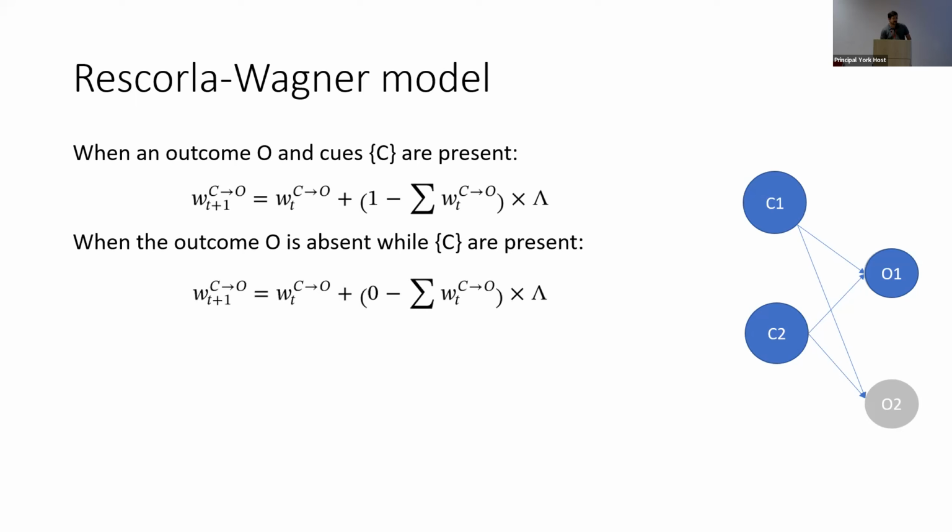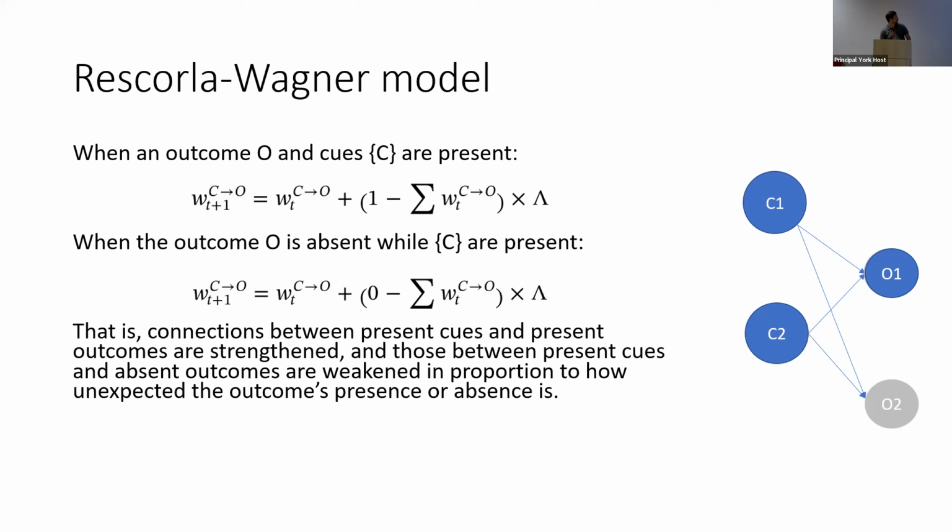When it's absent, you do the same thing, except you subtract the activation of the outcome from 0, which is the correct activation for an absent outcome. So here you would do the first equation for outcome 1 and the second equation for outcome 2. Basically, to briefly summarize, you're updating connections by strengthening connections between present cues and present outcomes and weakening the ones between present cues and absent outcomes in proportion to prediction error.